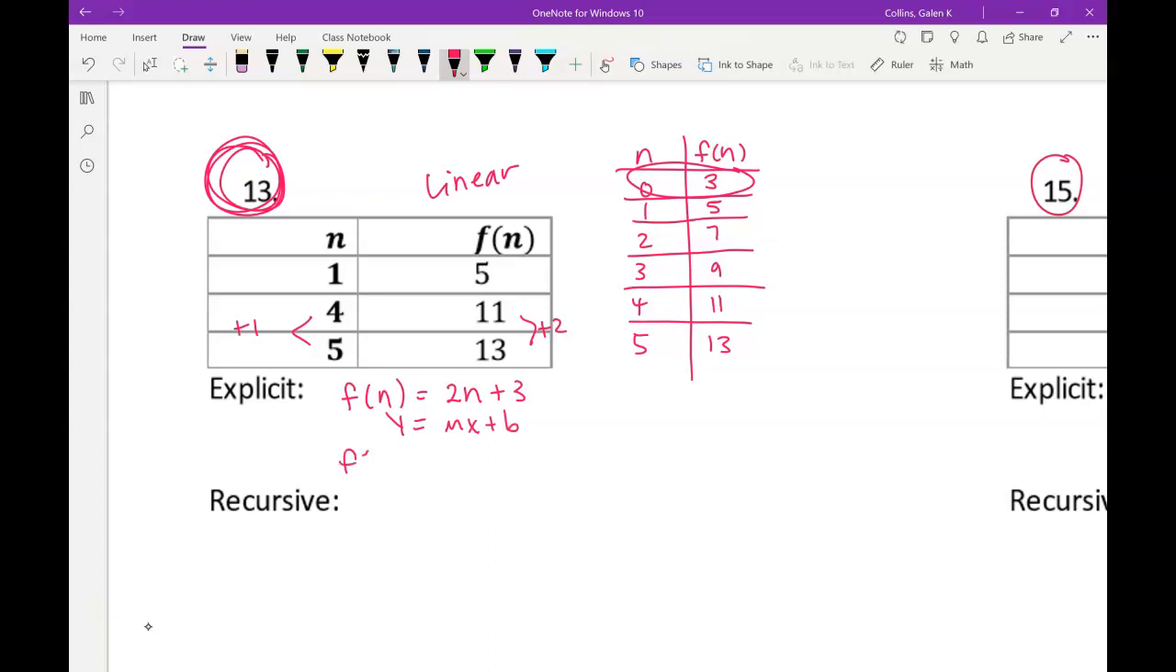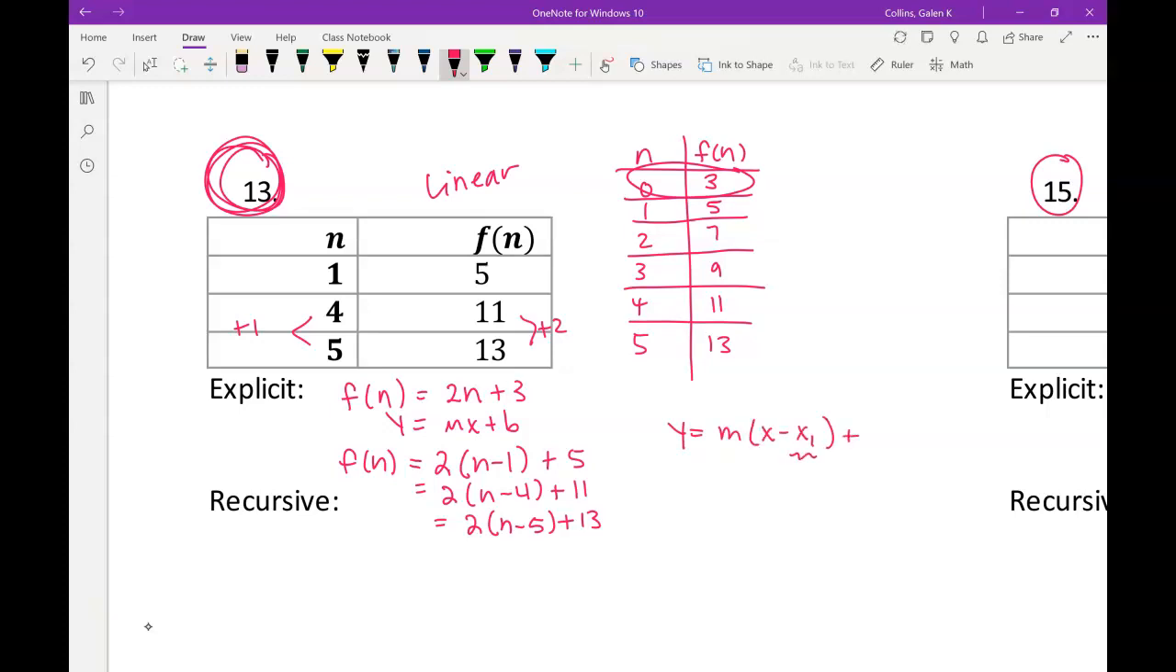But if I used another point in the table, I could use point slope form. So like 2 times n minus 1 plus 5, or 2 times n minus 4 plus 11, or 2 times n minus 5 plus 13. Any of those work. And remember, point slope form is where I have my slope. This is an x value, and this is the corresponding y value. So like 5, 13, my slope is 2 for all of those.